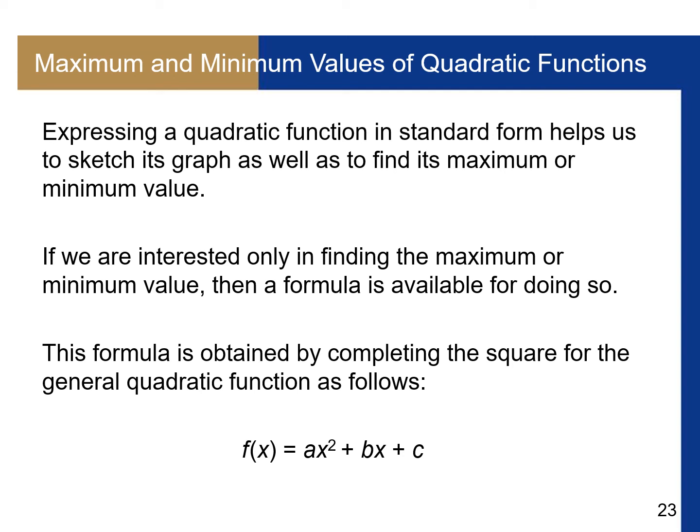And this formula is obtained by completing the square for a general quadratic as follows. Now, this next slide gives you everything in formula form using A, B, and C. And it can look a little confusing. So if you just go back and remember what these values mean, then that might be very helpful.